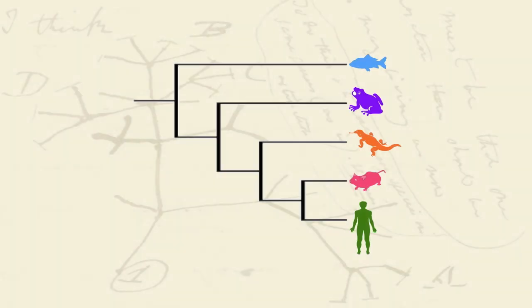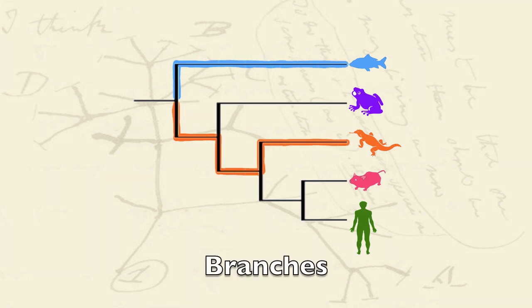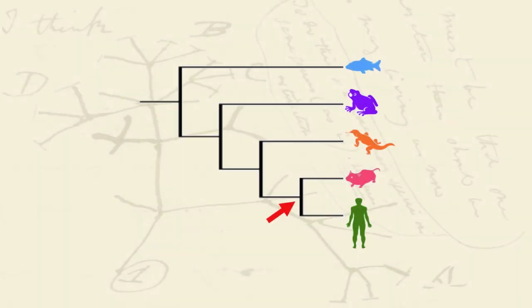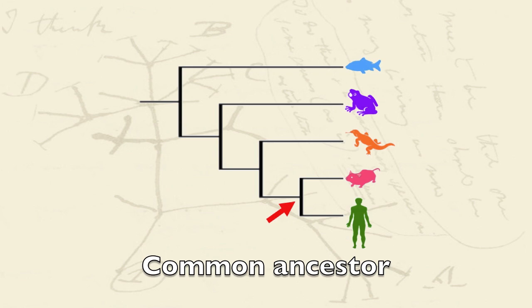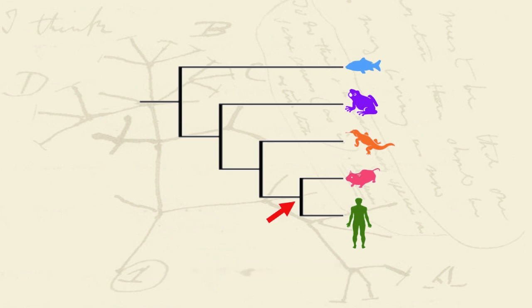The horizontal and vertical lines that lead to the tips are called branches. The points in the tree where single branches split into two are called nodes. The node implies that a speciation event occurred. In other words, that a common ancestor split into two distinct species. In this tree, the common ancestor of mice and humans is shown by the node indicated by the arrow.